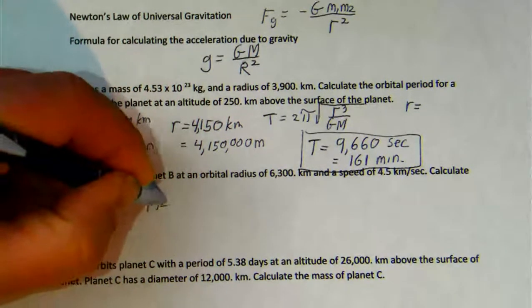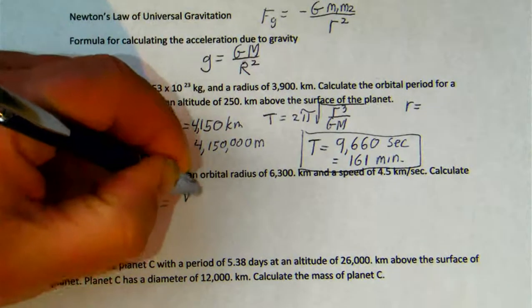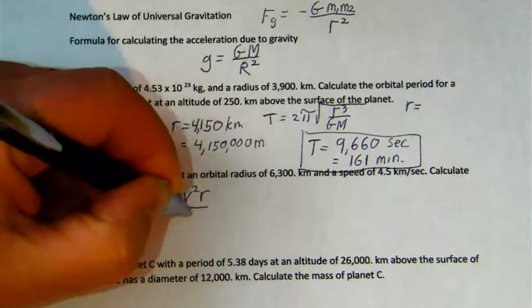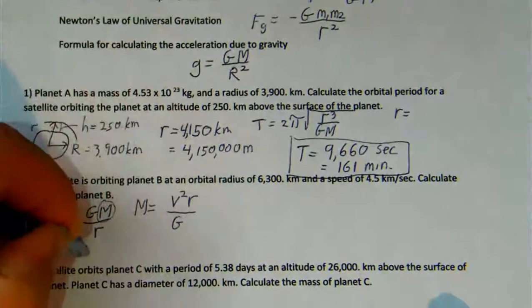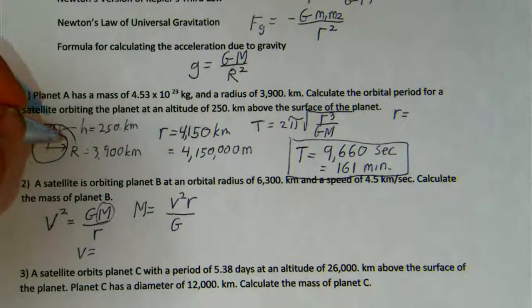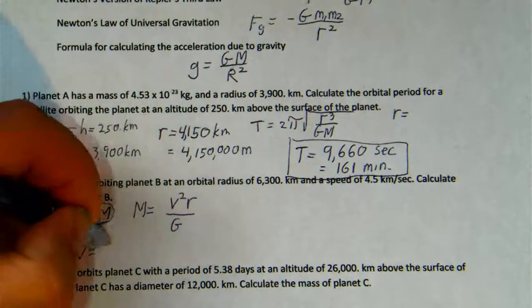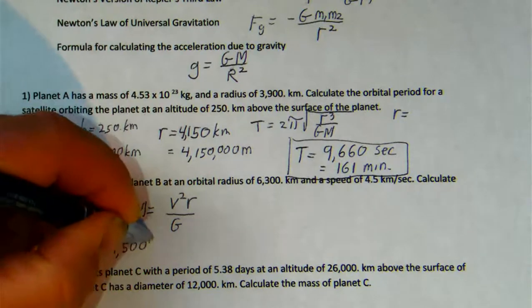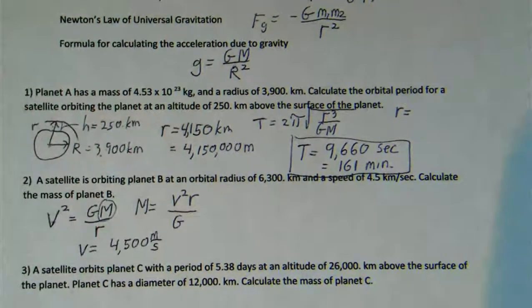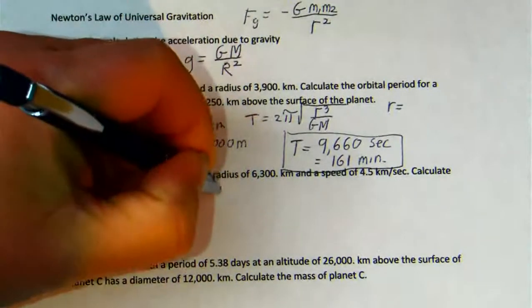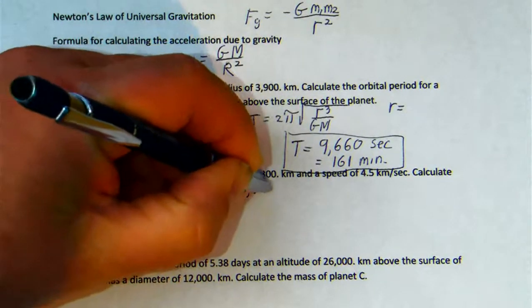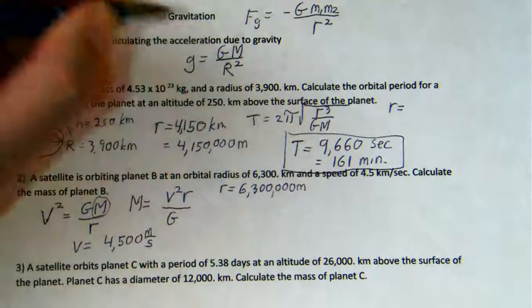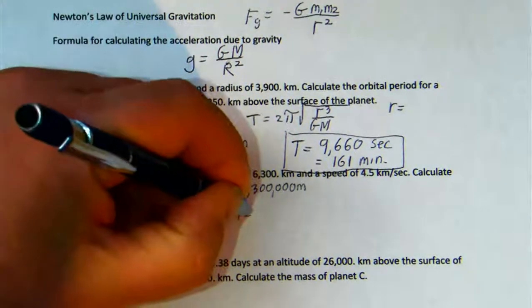So the mass is going to be v squared times the orbit radius divided by the universal gravitational constant. Just be aware that you have to express the speed in meters per second. So 4.5 kilometers per second is 4,500 meters per second. And the rest we just plug in. I should also point out that if the radius is 6,300 kilometers, then you're going to type in 6,300,000 meters as you plug it into your calculator.